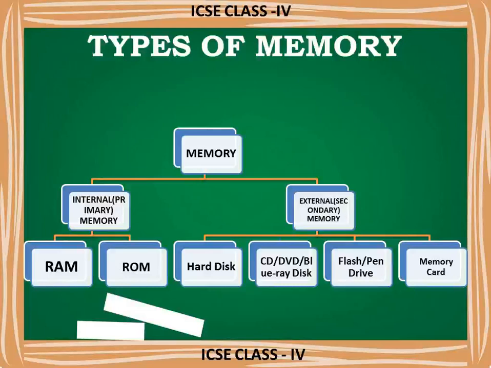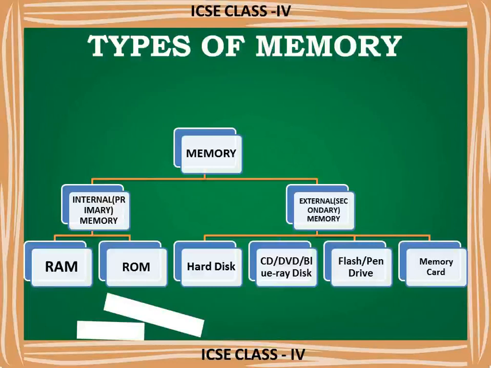Now the point comes to types of memory. So what are the types? See, that hierarchy is given. So first one is memory. That memory is divided into two parts: one is internal memory and second one is external memory. This internal memory is also called primary memory, and this external memory is called secondary memory. Okay, so another name for internal memory is primary, and another name for external memory is secondary memory.